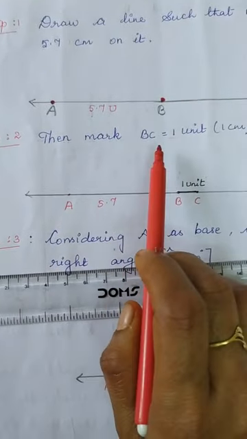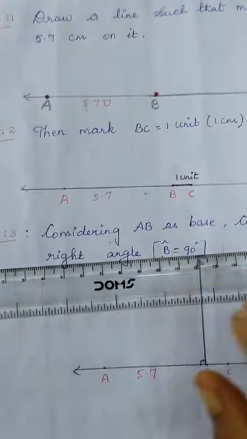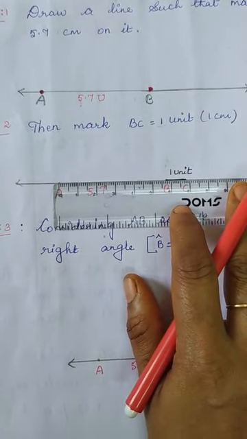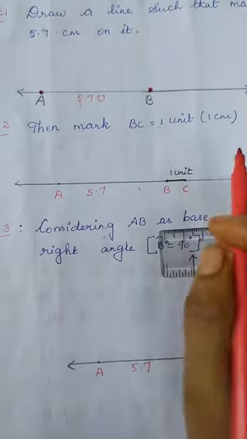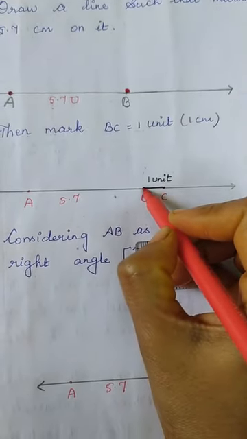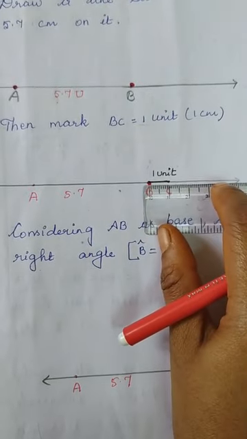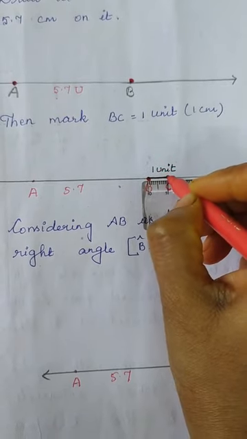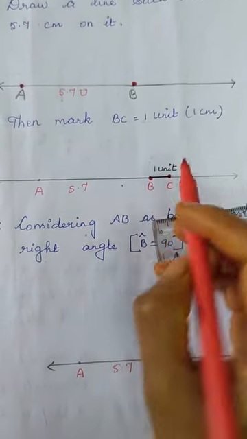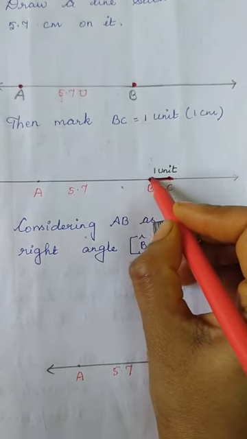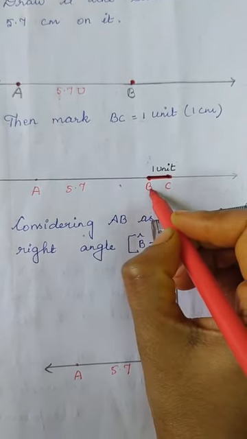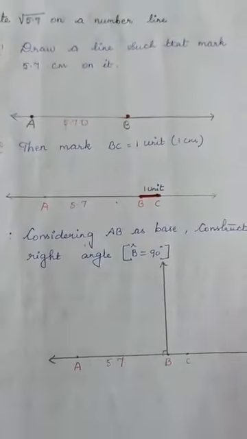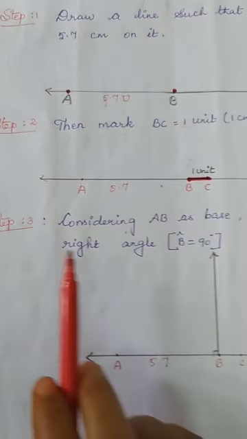Then mark BC equal to 1 unit. Children, already you have drawn the line and you have marked A to B as 5.7 centimeter, and from B, now you keep the ruler on B and you have to mark 1 centimeter. See here, BC I have marked 1 centimeter. Again I am marking from B to C. How much distance, children? It is 1 unit. Okay, that is the second step. Now we will move on to the third step.